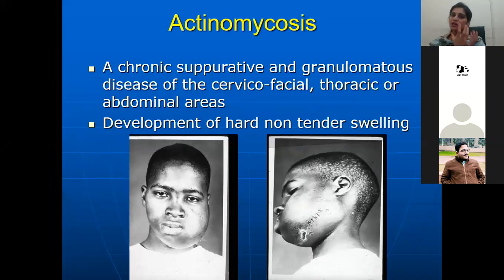It is actually part of the normal flora, and if there is any trauma or injury to the oral cavity, then they invade the deeper tissues and form a non-tender swelling. And what is present in the non-tender swelling? Actually the filaments, the bacteria which have a filamentous structure. Actinomyces is a filamentous structure, and in the swelling there will be filaments surrounded by inflammation, and pus will drain from the sinus tracts. Us swelling se pus drain nahi hogi beta, pus will drain from the sinus tract.